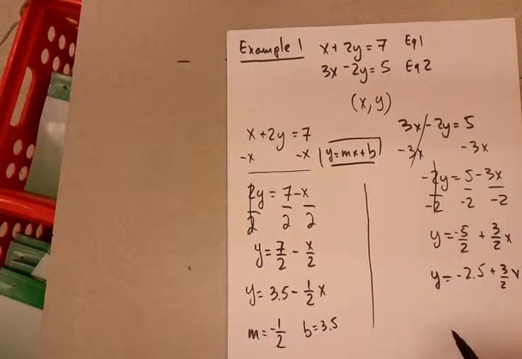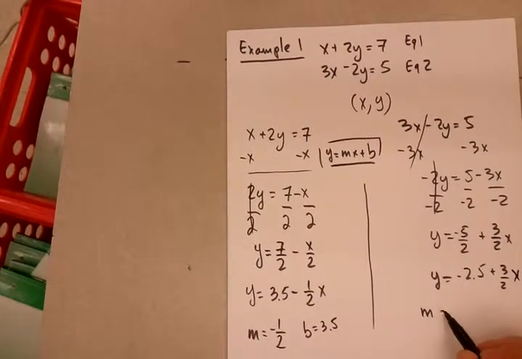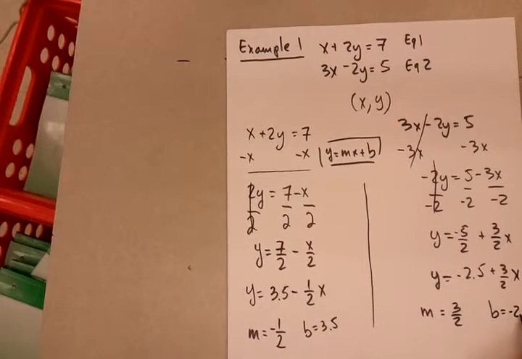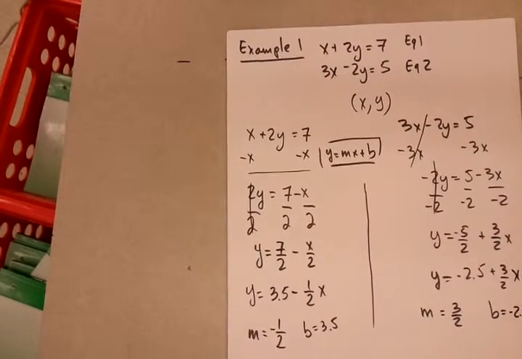Alright, so for here my slope is whatever's next to the x, which is the positive 3 over 2, and my intercept is whatever's by itself, which is a -2.5. Now that I have these two pieces of information, I can graph, and that's exactly what I'm going to do. I'm going to graph both of these and then find where they intersect. That's the important portion.